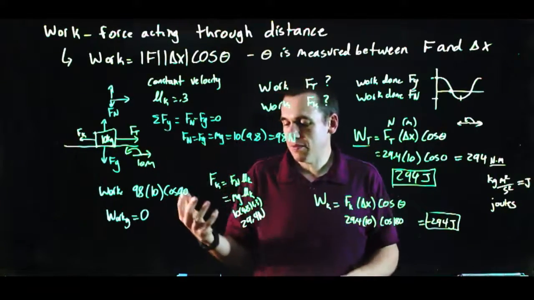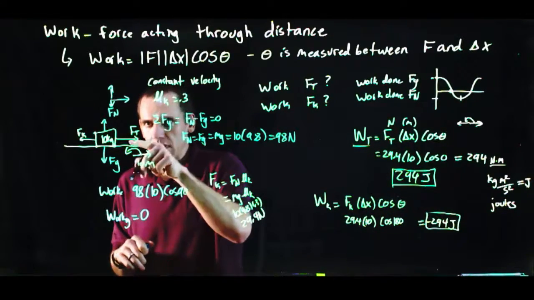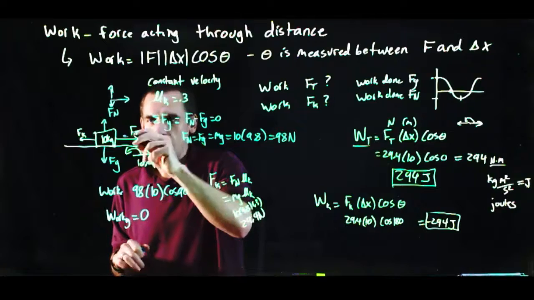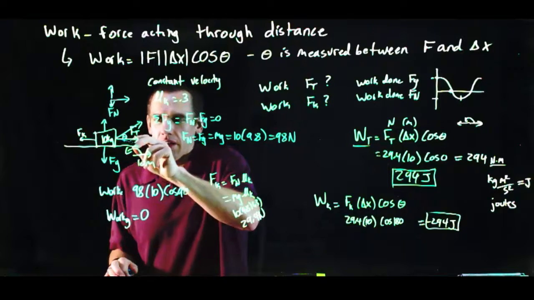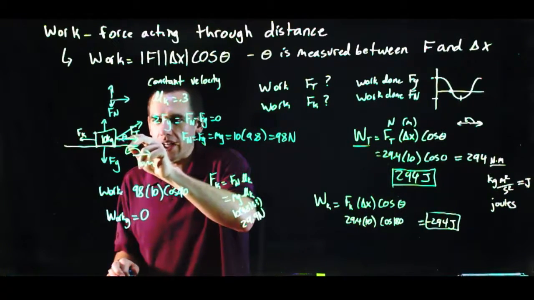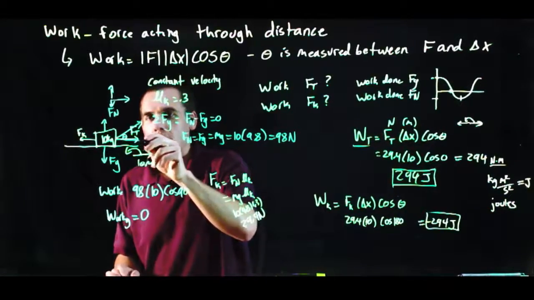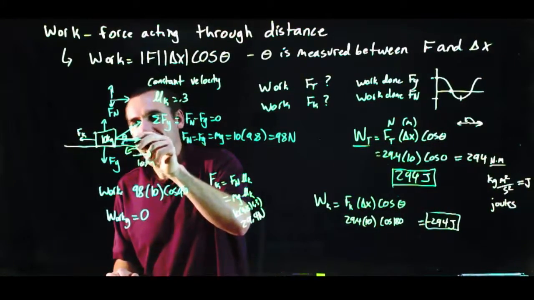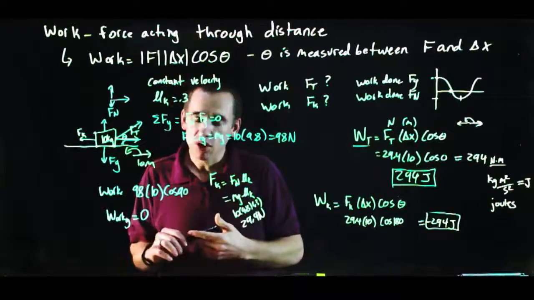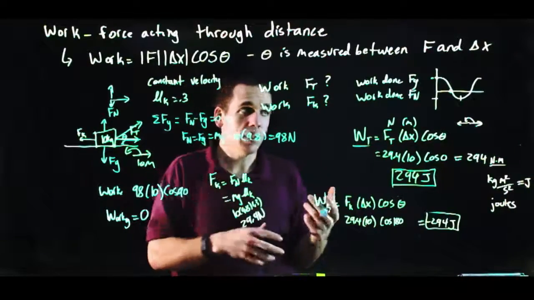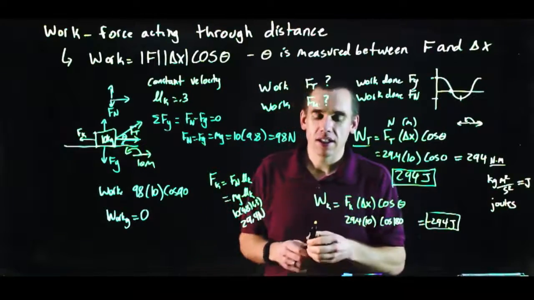Now, if this was something a little bit different, where we put this force not parallel to our motion, but at an angle, then the angle we use here would not be 0, it would be whatever that angle is. But it would be the cosine of that angle, which would be the x component of that force, which is the component of the force that's in line with the displacement. So really, what we do when we find work is we find how much force is in the same direction as motion, and we use that to calculate work.